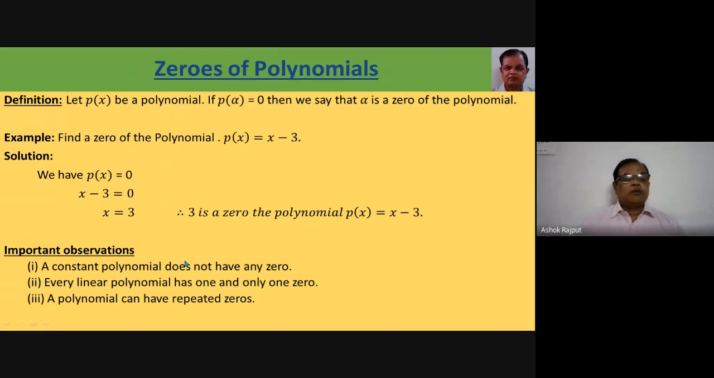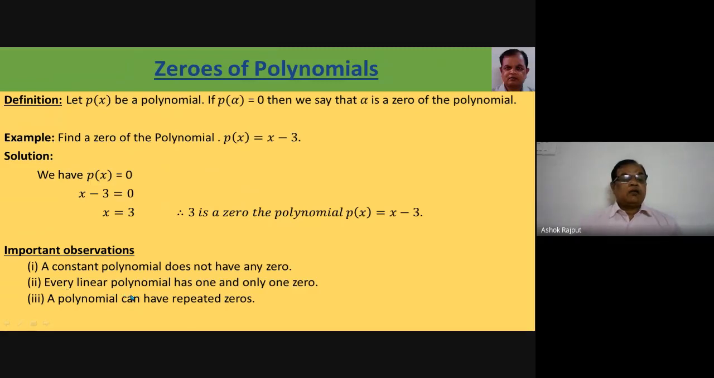Important observations. These are very helpful. So first we read them very carefully and try to understand. A constant polynomial does not have any zero, because its degree is zero, so it has no zero. Every linear polynomial has one and only one zero because its degree is 1.